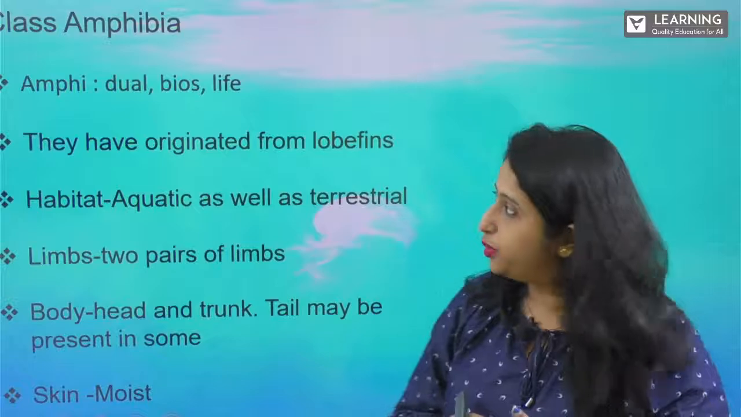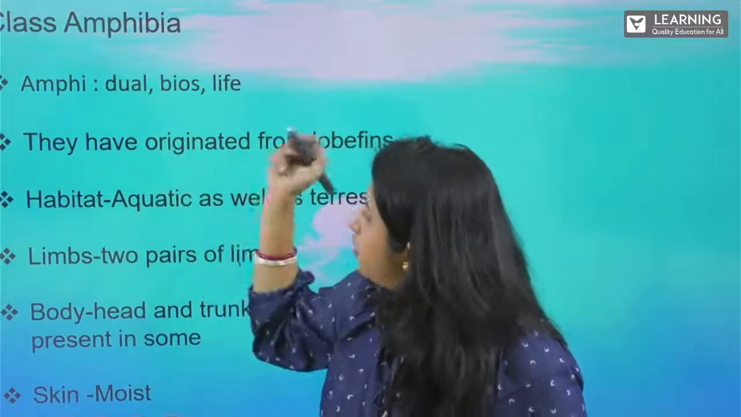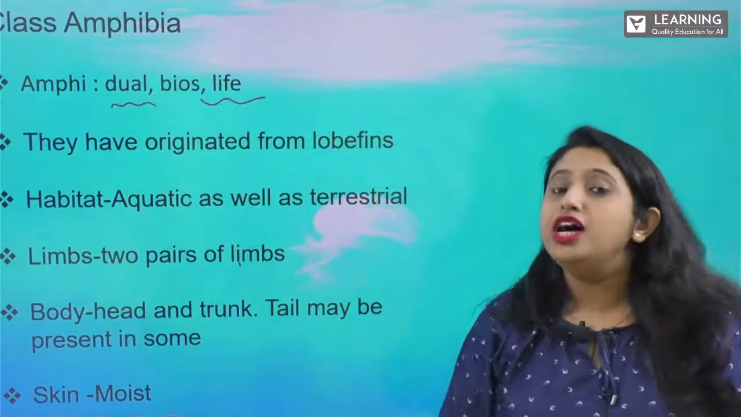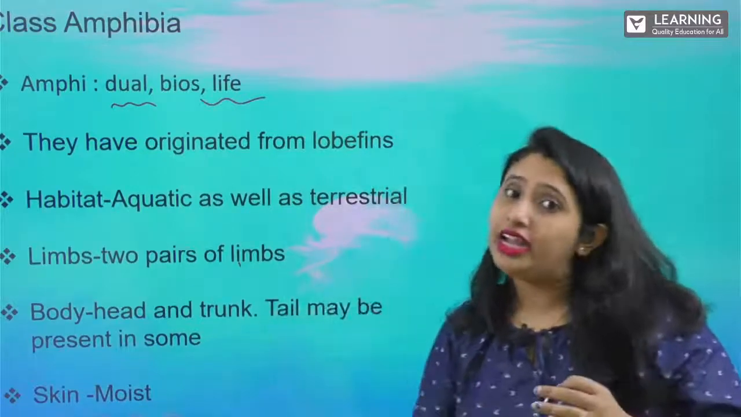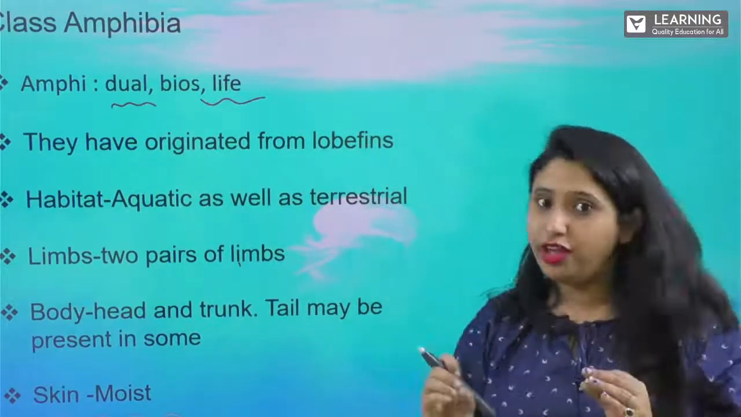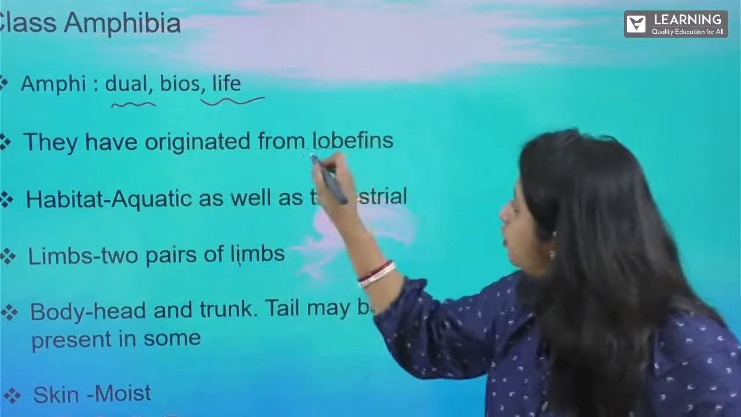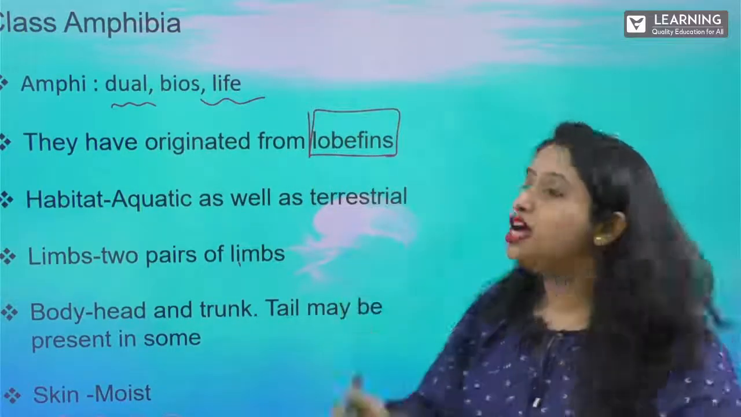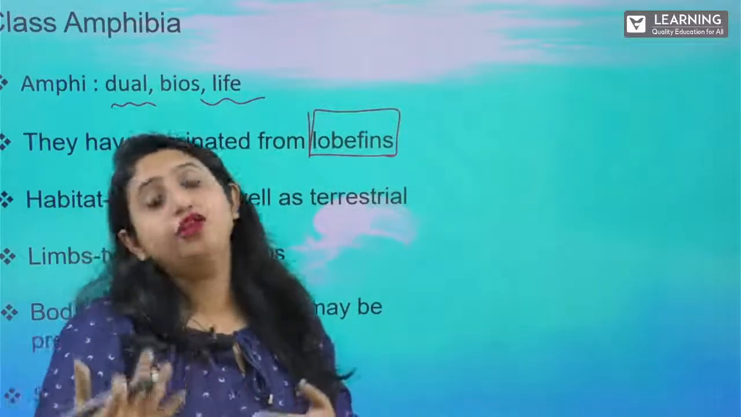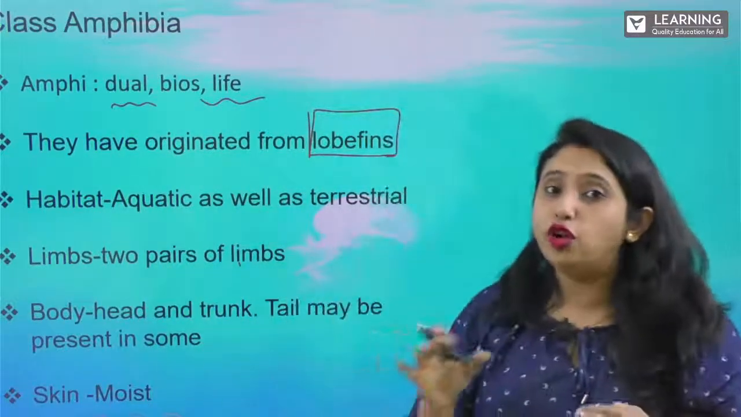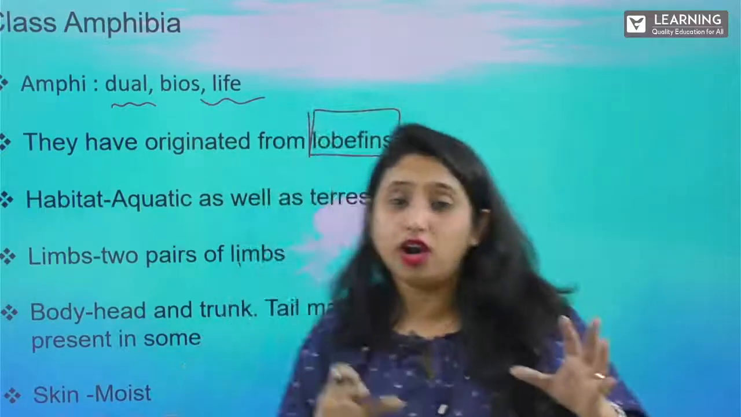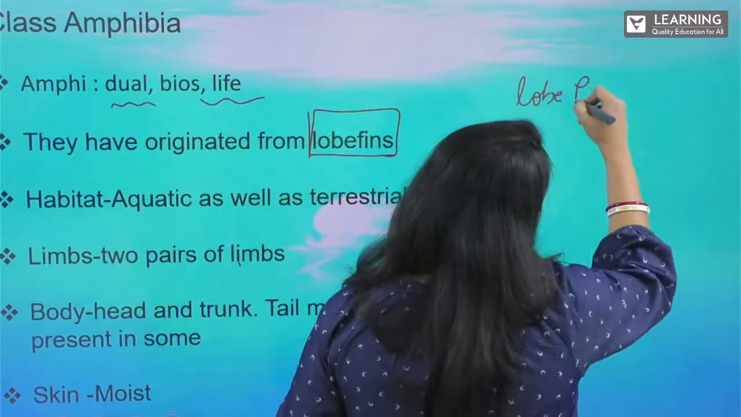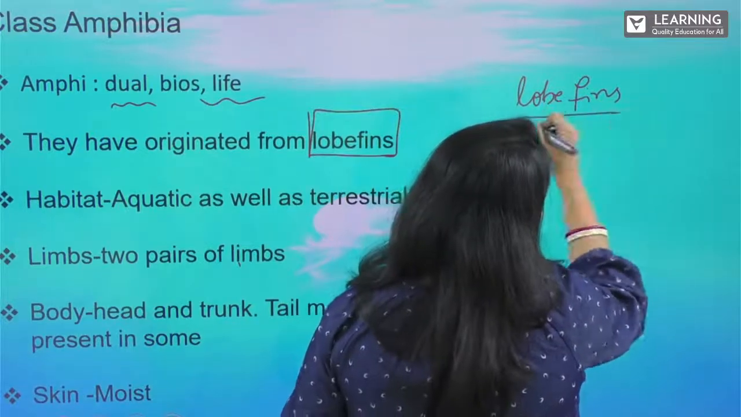What are the various features of them? Amphibia: amphi means dual, and bios means life, okay? So they can live in both land and water, okay? They have got a dual life, clear? They have originated from the lobe fins. So all the amphibians, basically, they have evolved from the fishes, okay? So they have evolved from these lobe fins, clear? From where they have originated? Originated from your lobe fins, okay? Origin is from lobe fins.